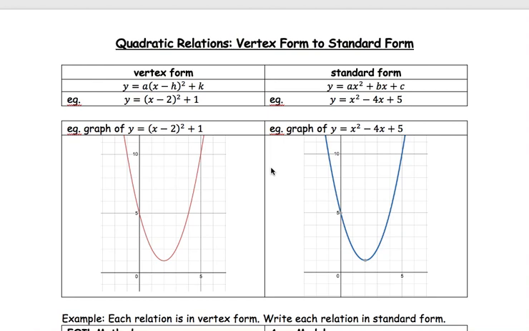Welcome to the vertex form equation to standard form equation lesson. So today, I'm just going to clarify what each of those mean, and then we'll go about converting one to the other.